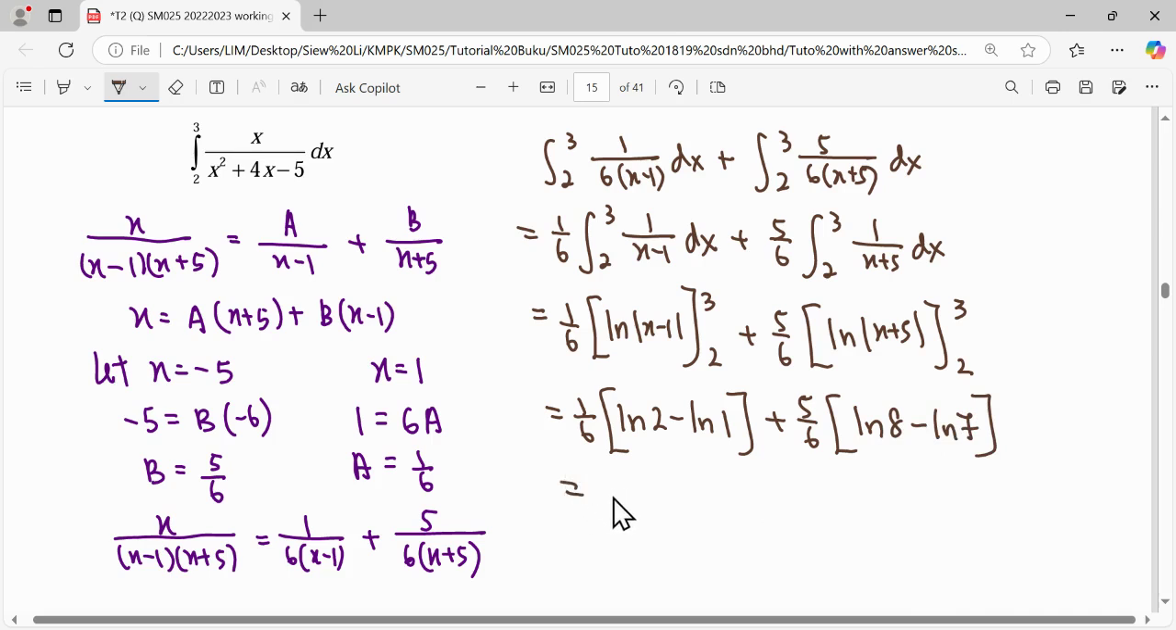Then we can press our calculator. Give your answer to 3 significant figures, at least 3 significant figures here. So that's all for these questions.